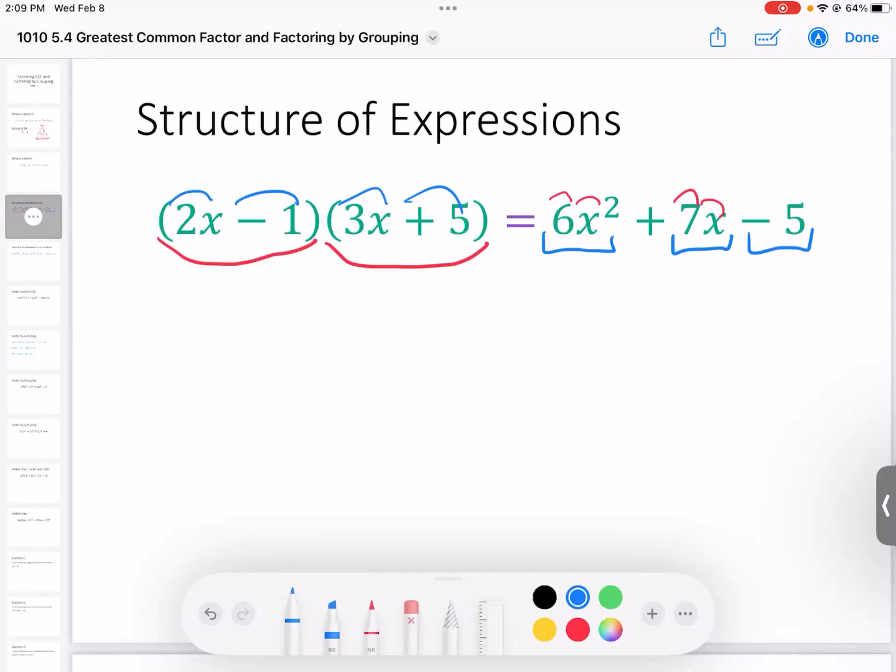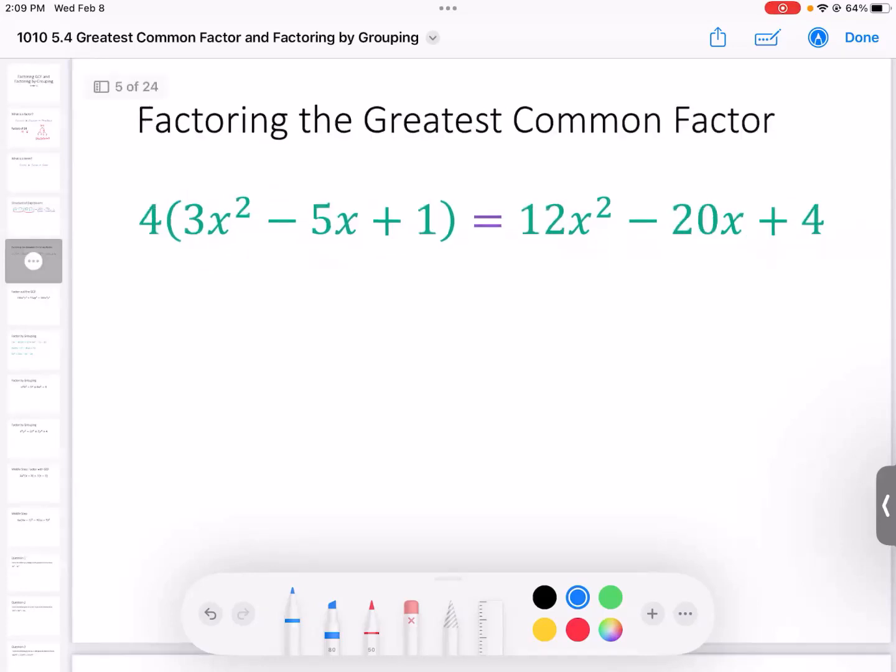So let's start with the easiest type of factoring, which is factoring the greatest common factor. So factoring out the greatest common factor is basically the reverse of distributing. So if we had an expression like this, and we were asked to turn it into a polynomial that wasn't in factored form, we would distribute the 4 to all 3 terms inside parentheses, right? This is stuff we've done already. And we would end up with this result. So what we're doing today is we're essentially undoing that distributing.